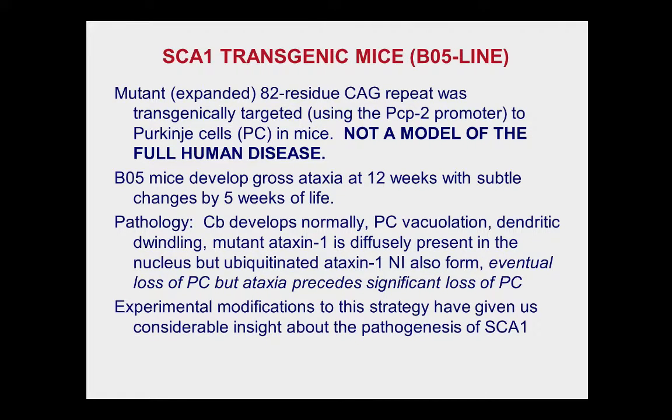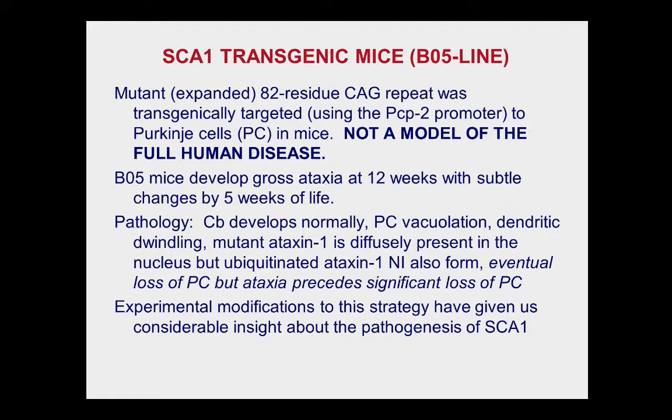So Harry's lab, Eric Burright, who was a postdoc in Harry's lab, developed, using the same strategy as the SV40 mice, a mouse where we introduced the mutant SCA1 gene so that it would express in Purkinje cells. So it's not a model of the human disease completely, but it's a very good way to look at the mechanisms of disease. And you have that phenotypic readout. So you have clinical ataxia as well as pathology that you can look at.